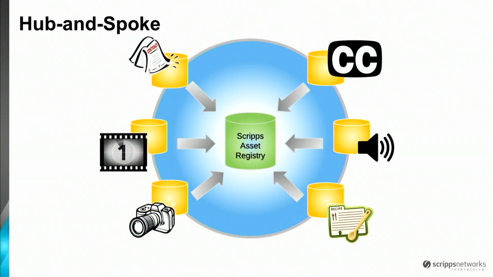So we sort of settled on this model. It's pretty familiar to anyone who's ever done anything, right? It's a hub and spoke model. We have these digital asset management systems that are sitting at the edge of the wheel. And then we have the Scripps Asset Registry that's in the middle, sort of managing the relationships between them. All it does is it's the authoritative source on the relationships and our key identifiers across these systems.